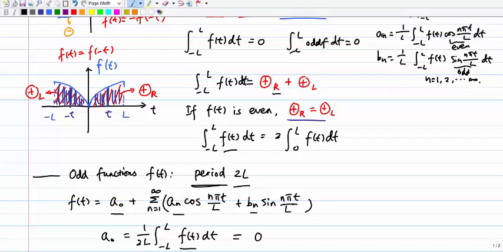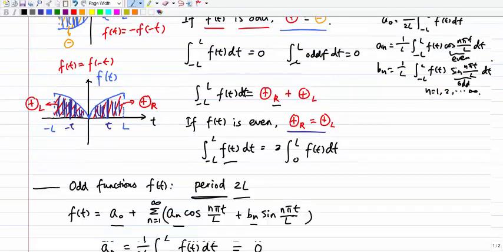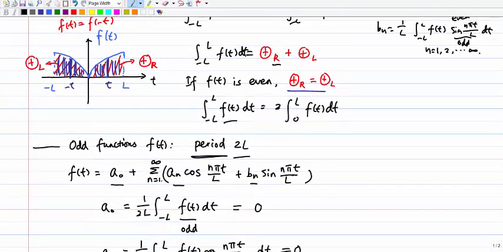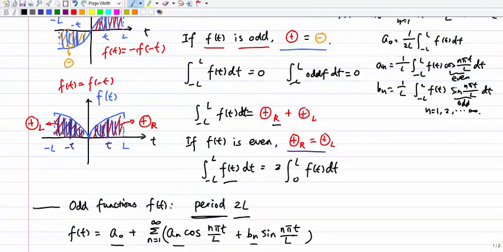In the previous video, I talked about how to write a general function into the Fourier series. So f(t) is a0 plus the summation from n equals 1 to infinity of an times cosine of n pi t over L plus bn times sine of n pi t over L. That's the general form of the Fourier series for a general periodic function with period 2L. And here let's take a look at a0. This is how we compute a0, an, and bn.